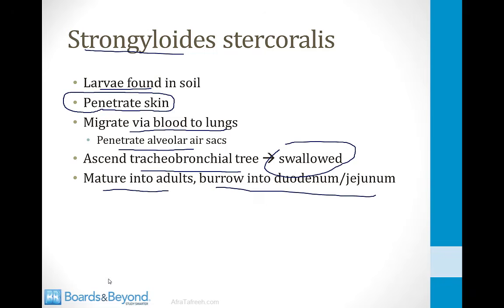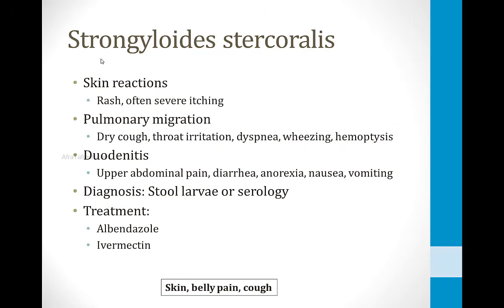So then it gets into the intestine, where it matures into adults and burrows into the duodenum and the jejunum. So what's interesting about Strongyloides is that it's an intestinal roundworm, but its path to the intestine is very unusual. It penetrates the skin, goes up to the lungs, and then ascends and gets swallowed, and that's how it gets into your GI tract. So once you understand the path it takes to get to the belly, you can understand the symptoms.